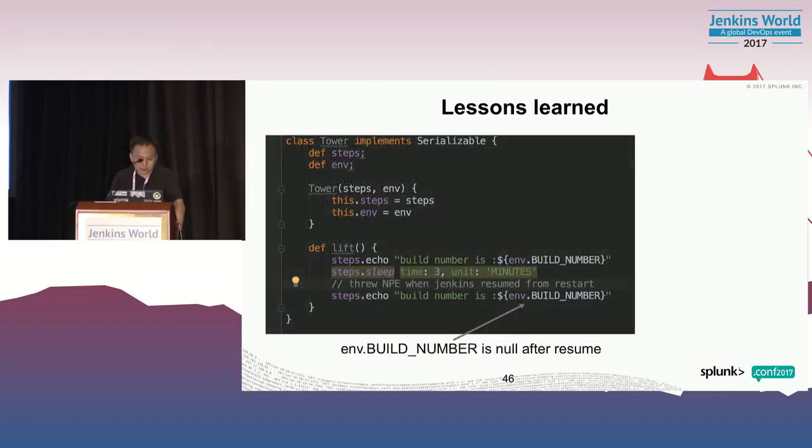A simple example is, as you can see, we call env.BUILD_NUMBER. If the Jenkins master gets restarted during runtime, the build number may be null because env cannot be resumed.